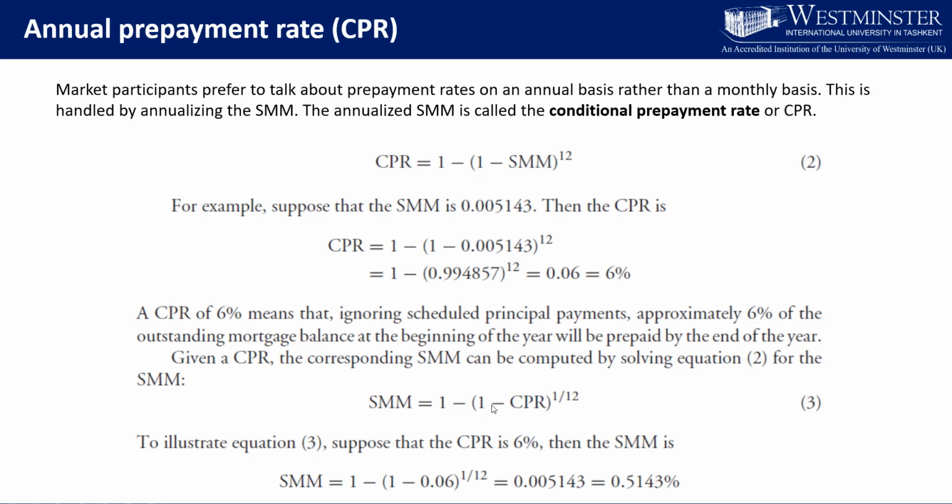Given a CPR, the corresponding SMM can be computed by solving the equation for the SMM. It's the reverse of the function. So SMM is equal to 1 minus, 1 minus CPR in brackets raised to the 1/12th power, right? It's the opposite. So you can actually go back and forth between SMM and CPR using these two formulas.